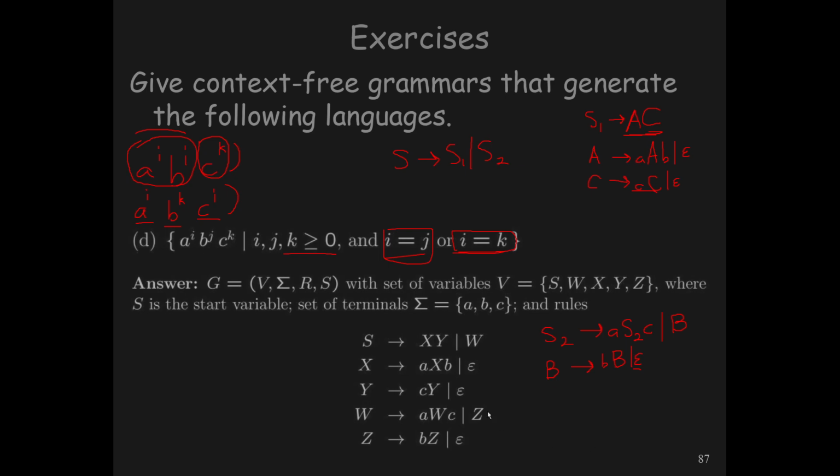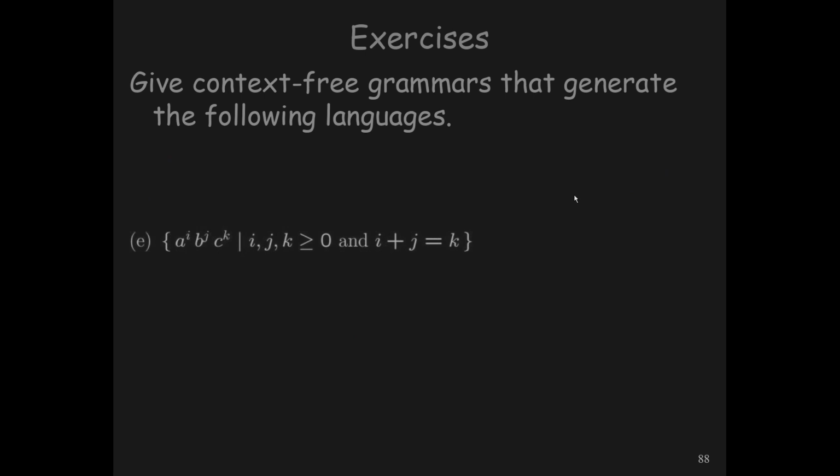Okay? Now, let's see what we have here. The answer did not bother going with S1 and S2, kind of. W here corresponds to S2, but they skipped S1 and just put directly XY, which is the same as AC, okay? But other than that conceptual, easier to understand difference, it's the same grammar. Next, okay.